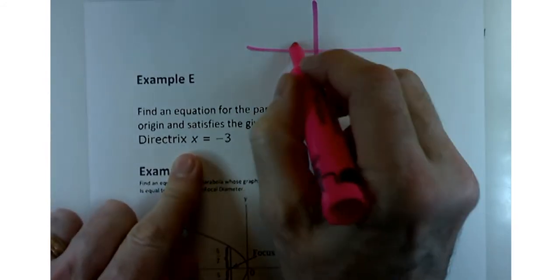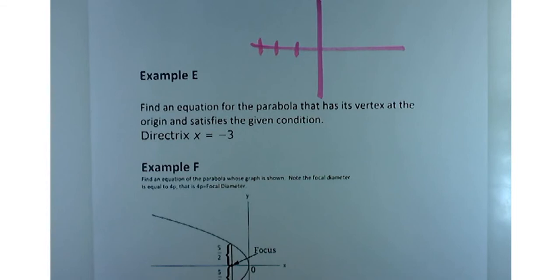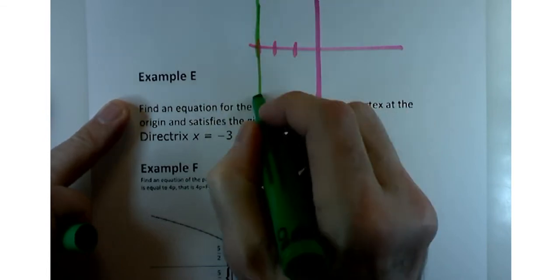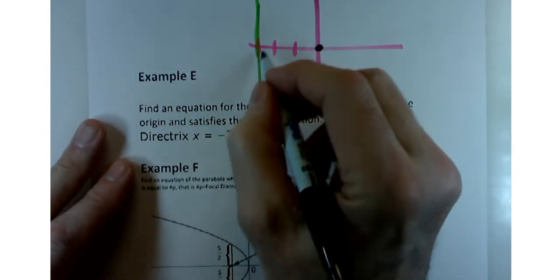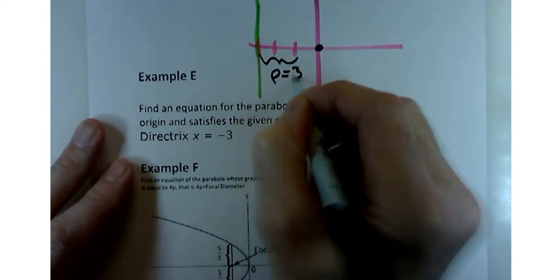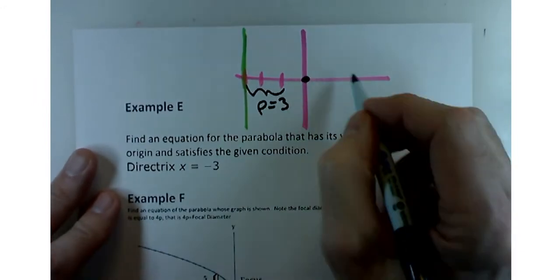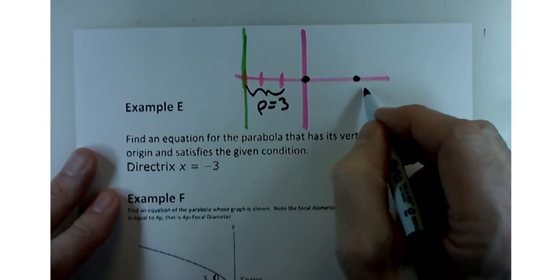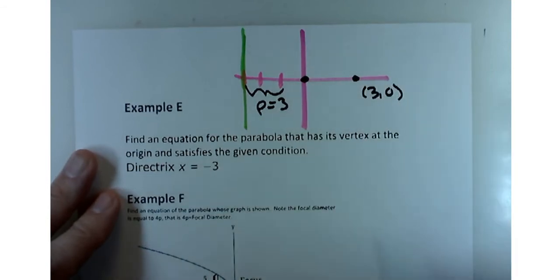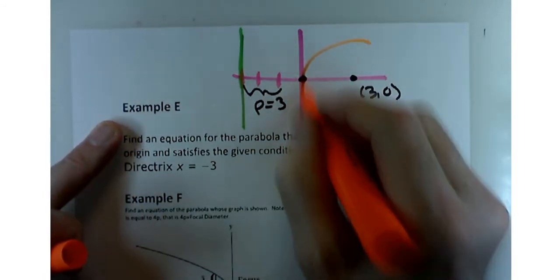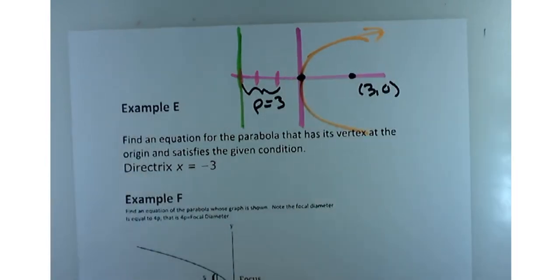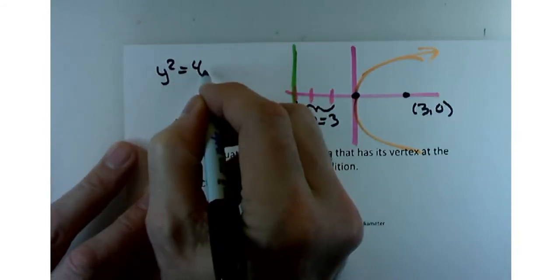So x equals -3 is going to be here. If we draw ourselves a nice vertical line right there, that kind of indicates a lot about this graph. That distance of p has to be 3. So in particular, I have to have a focus over here at 3, 0, and a parabola that opens to the right. Now, if it's going to open to the right, then it has to be a parabola in y squared. So it's going to be y squared equals 4 times p times x.